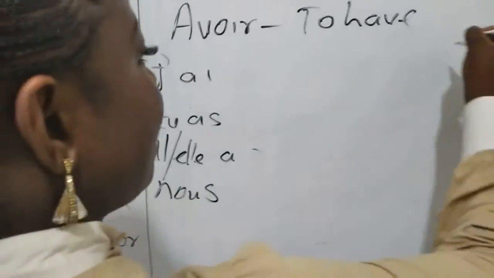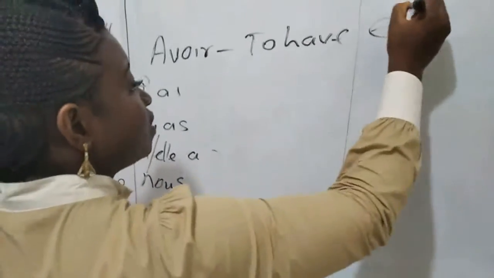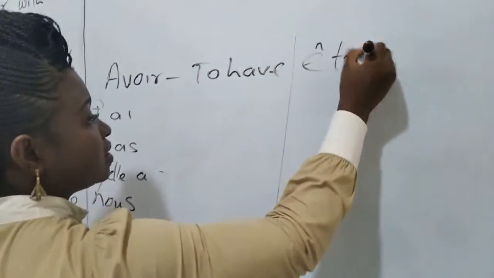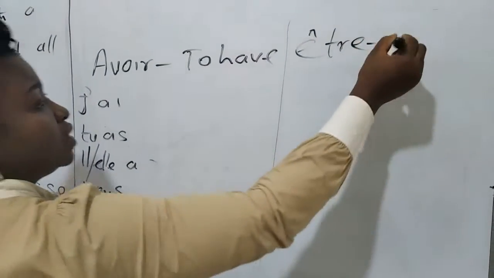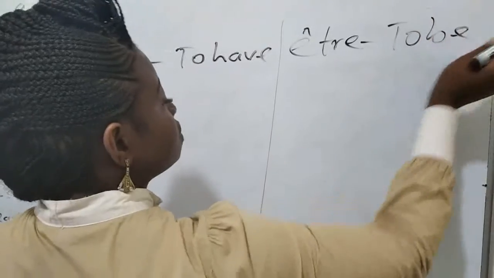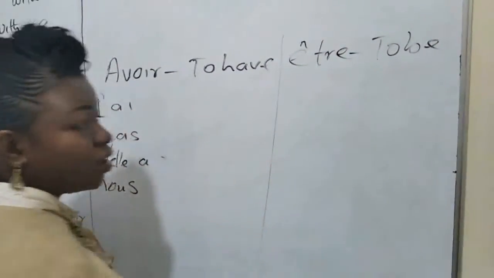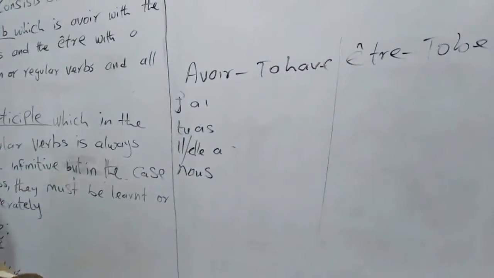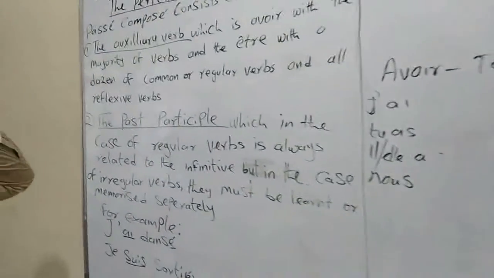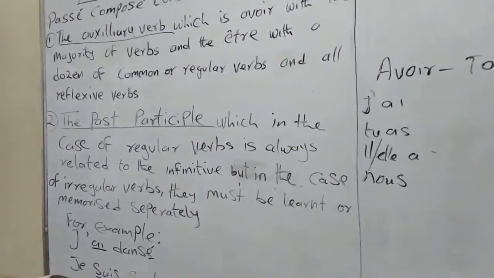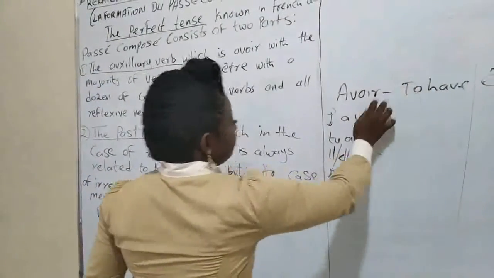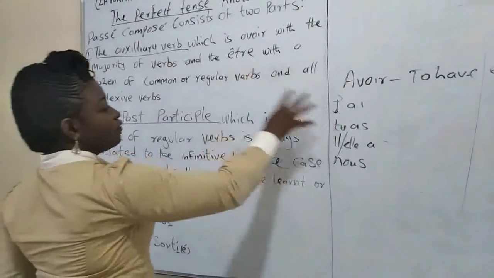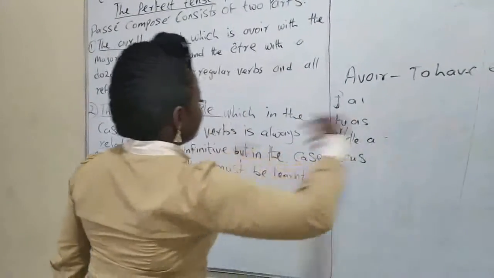For être, you have être also in the present tense, which means to be, conjugated in the present tense. Now this is what I mean. If you are talking about the auxiliary, these are the auxiliary verbs I just mentioned here, être and avoir, conjugated in the present tense.